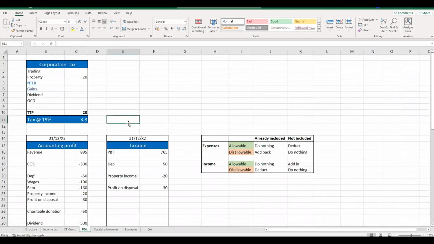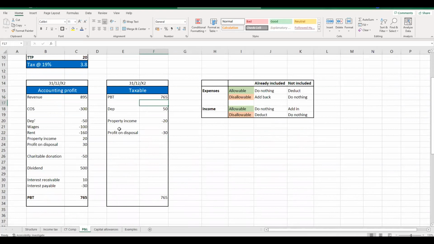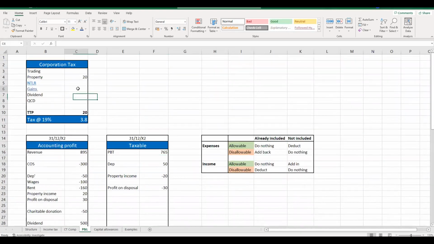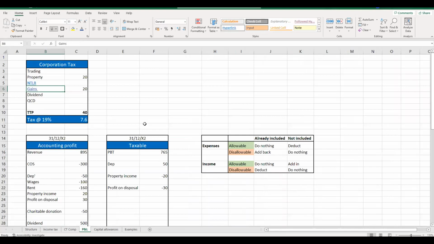So again, very similar to what we've seen before for property income, that profit on disposal is not part of the trading income. So it's not going to stay in that trading income, and where it's going to go is in that box. And importantly, the number that goes in that box is the actual chargeable gain. So whatever you've worked out, the proceeds less the asset cost, less the allowable cost, that's going to be your actual chargeable gain. And of course, the questions will always give you the information to work out the chargeable gain, or indeed sometimes they just give you the chargeable gain the company made on the disposal.